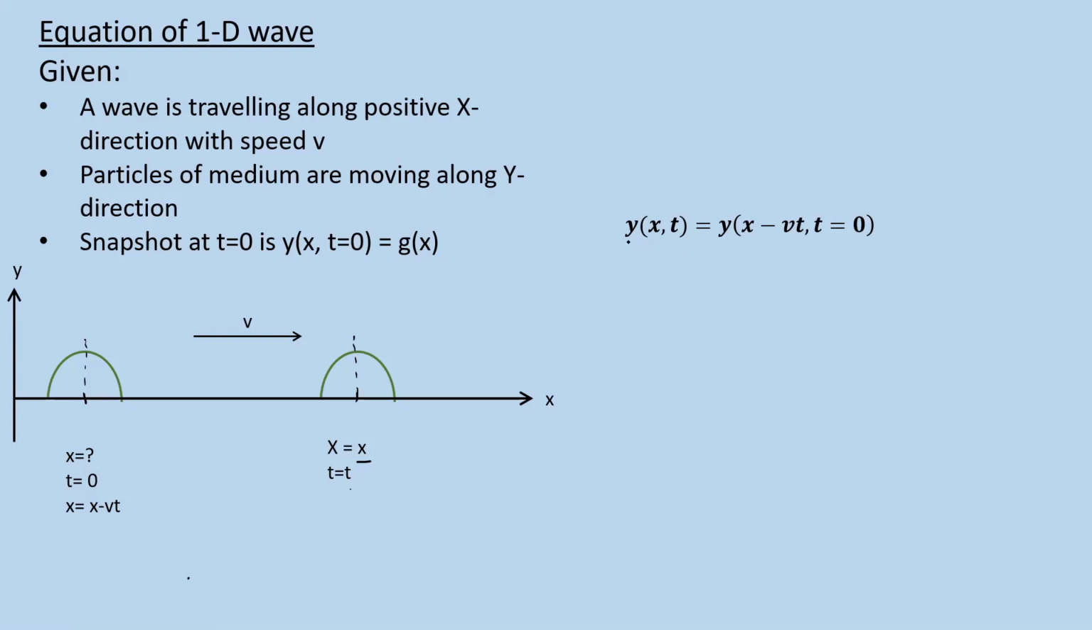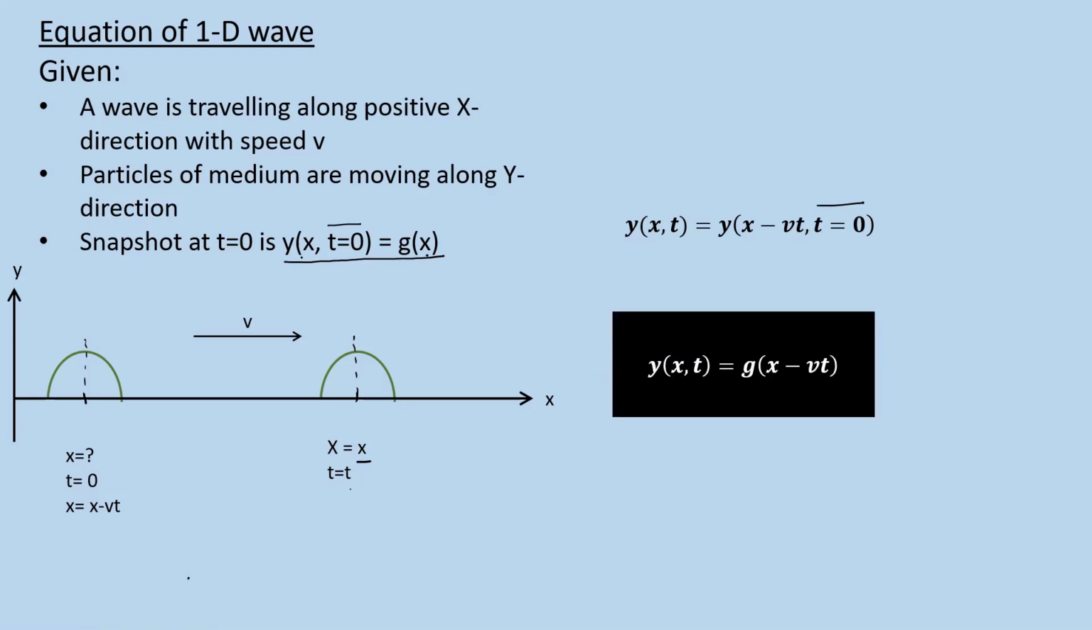So I can write y as a function of x and t. Displacement at position x at time t is the same as displacement at t equal to 0 at the location x minus vt. And what is given? y(x, 0) is g of x. Here t is 0, that is fixed. So if this is g of x, and now in place of x I put x minus vt, this will become y(x, t) equal to g of x minus vt.